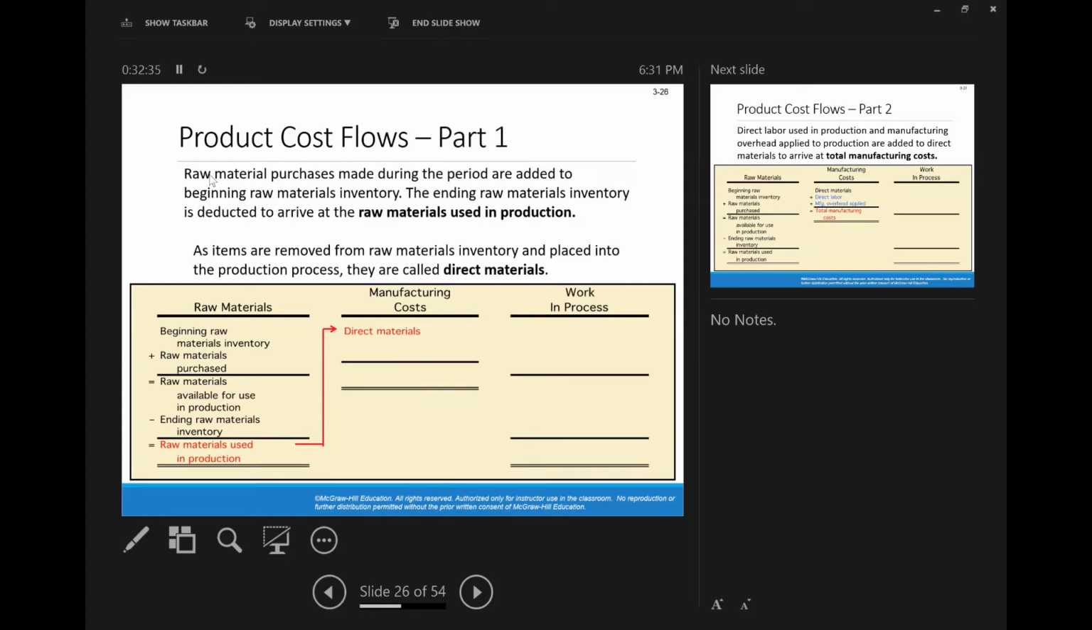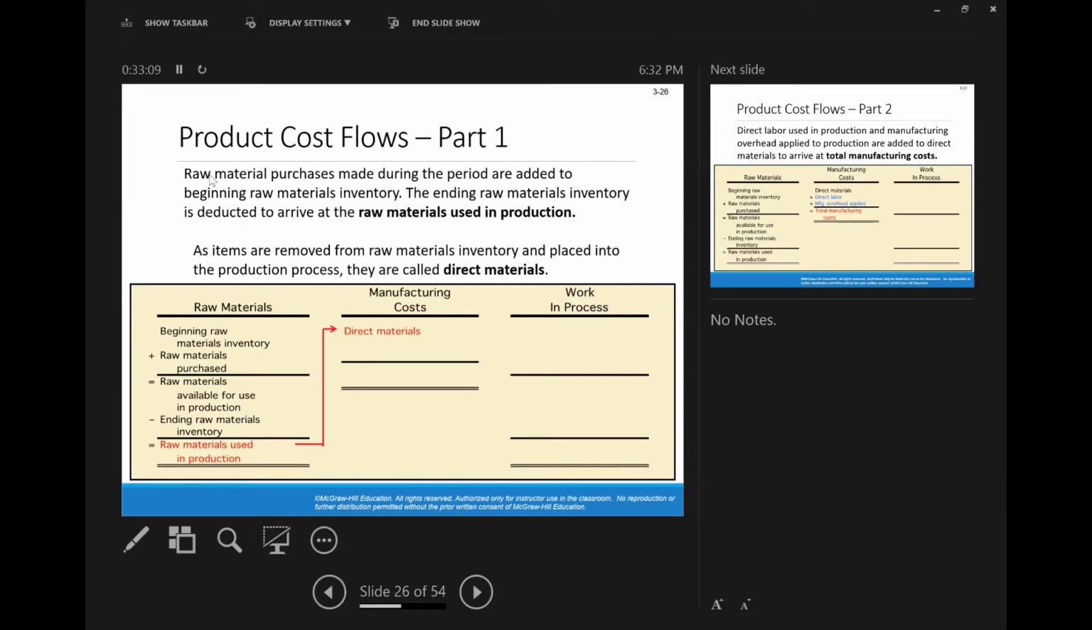So we have raw material purchased during the period, and they're added to the beginning raw material. So I have this much material, I'm buying more, so I'm adding to it. So I now have this much available that I can pull from. Does that make sense? I have some that was already on the shelf, and then I'm buying more. So we have beginning raw materials inventory, we're purchasing more, and that equals the raw material that's available to bring into production.